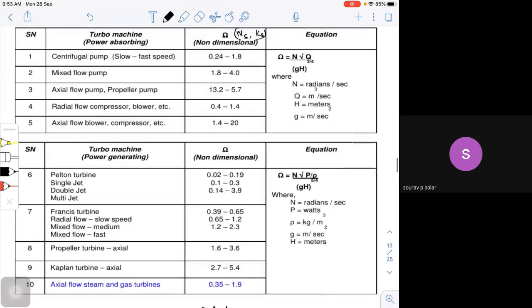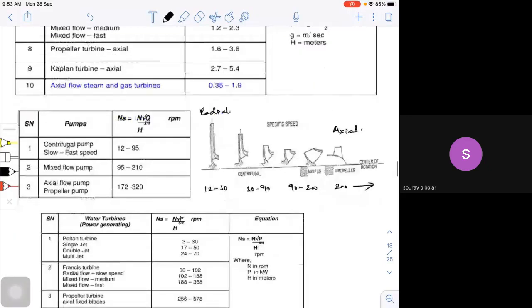Now suppose I calculate from this particular formula and get a number around 0.2, 1.24, 1.8 or 4, 13, so I'll get different numbers. Now, depending upon these numbers, what will happen? If you go a little down, you can see I have written how the blade dimensions or the blade shape varies.